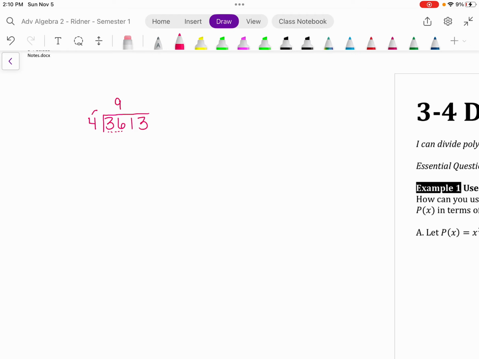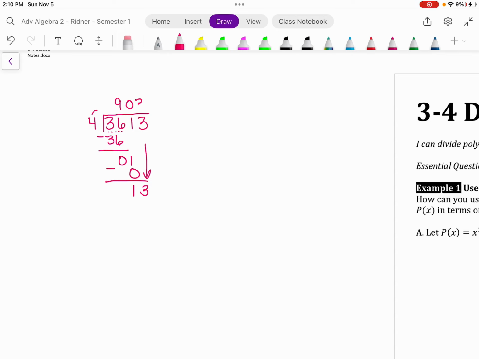And we would say 9 times, and then we would multiply. 9 times 4 is 36. Subtract straight down, bring down the 1. How many times will 4 go into 1? 0 times. 0 times 4 is 0. Subtract straight down, bring this number down, we get 13.